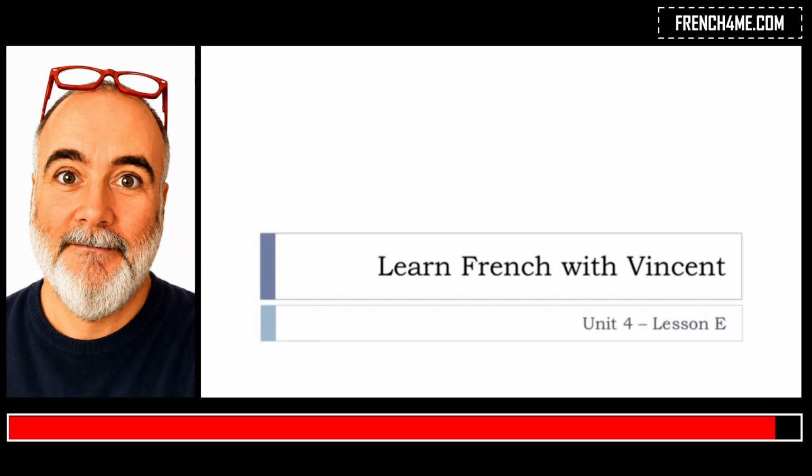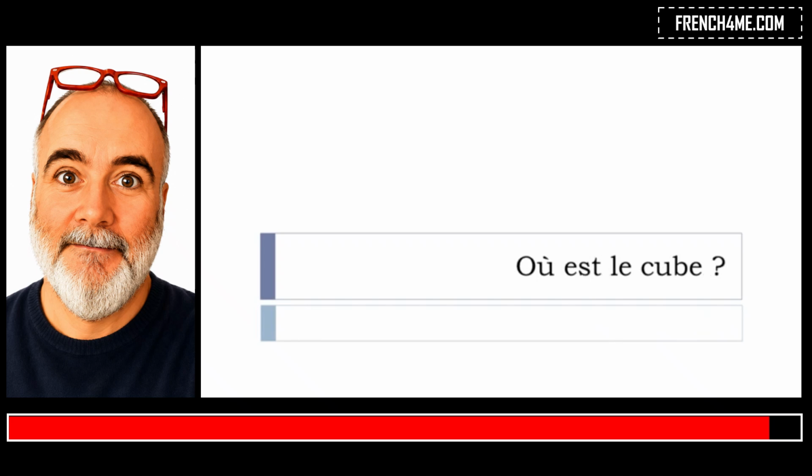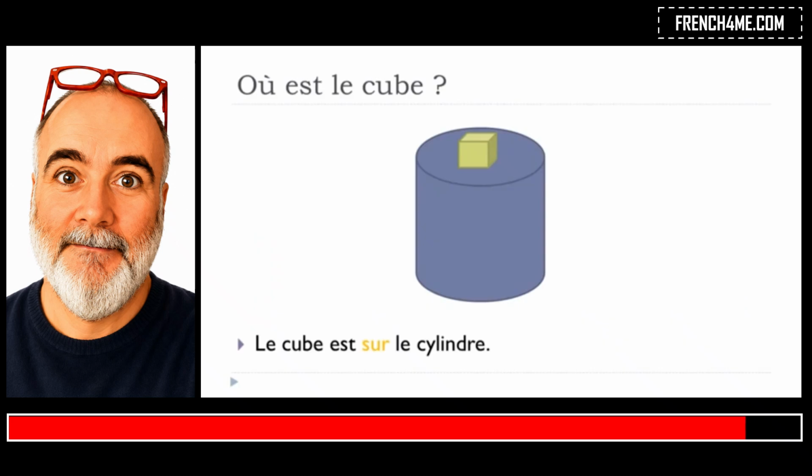And in this lesson, we'll try to answer this question. Où est le cube? Where is the cube? Où est le cube? Okay, so let's see that together. So here, first situation. Here, okay. So this is le cube and this is le cylindre.